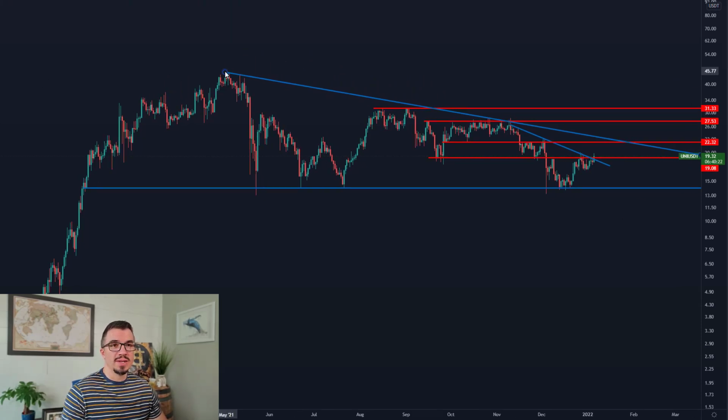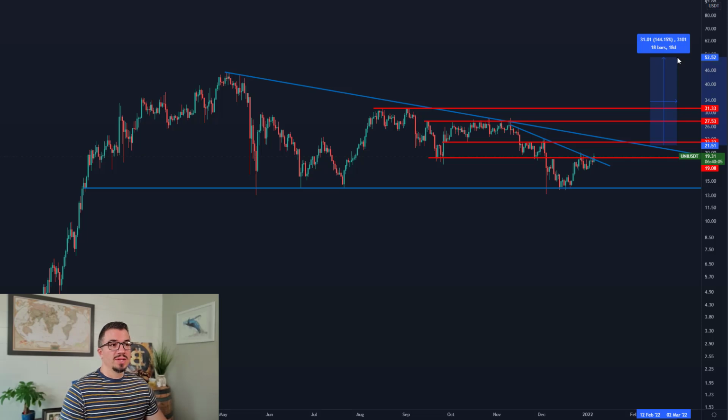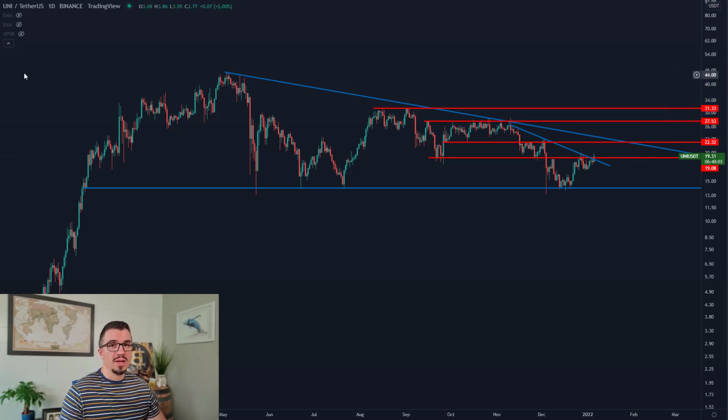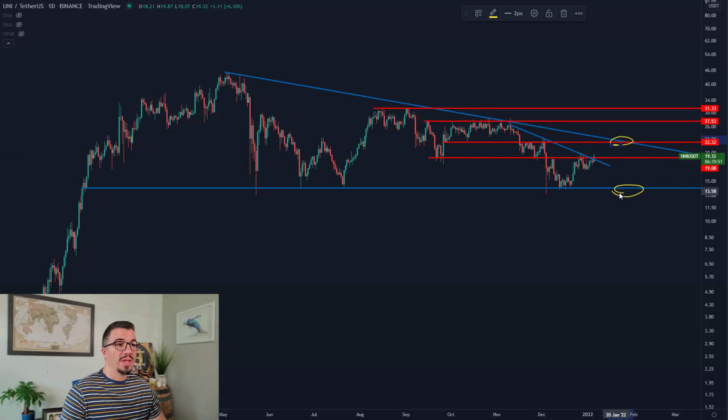And one way to do that is to look at the height of this pattern, which is right around $30. All right, so measuring $30 from a potential breakout point later this year would give you a target up around $50. So there is considerable room here, especially if we were to see Uniswap retest this $14 area. I mean, even from up here, a move from 22 to 23 up toward 50 later this year is still a significant gain. But even from $14, it's obviously significantly more.